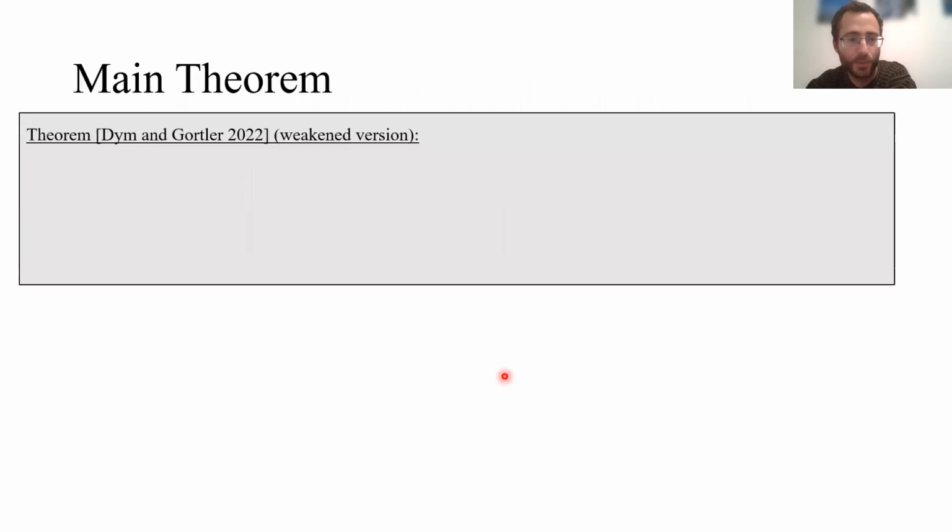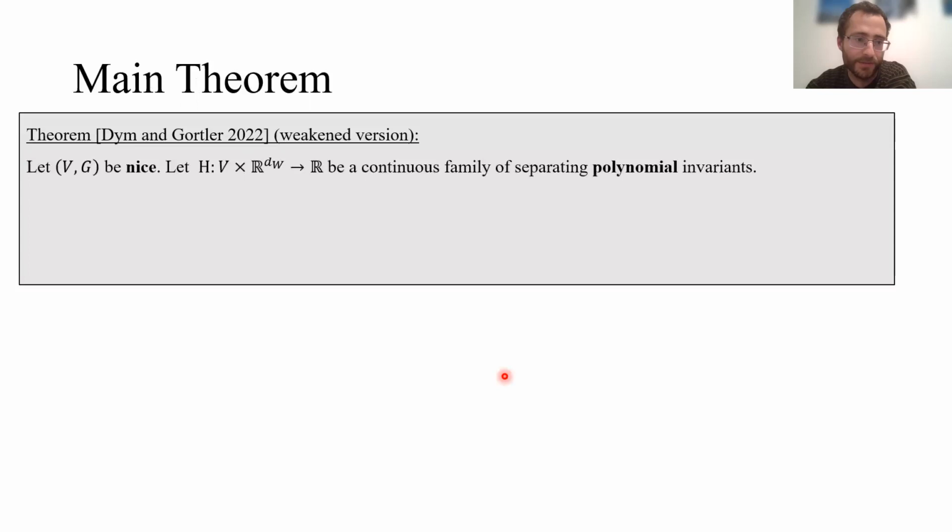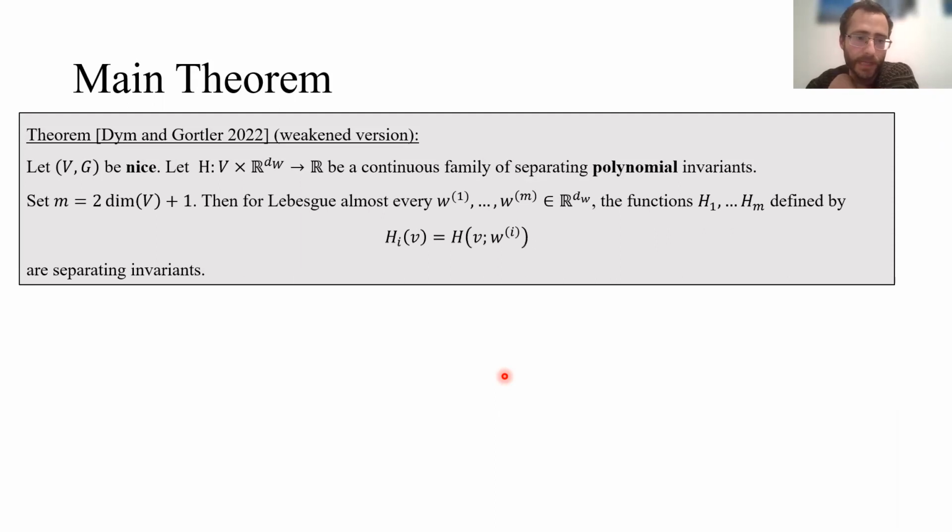And then what we can prove, again based on this phase retrieval concept, is the following. Let's say we have a nice group. We have a continuous family of separating invariants, which for now we're going to assume are polynomial. Then we can say that if we choose twice the dimension plus one invariants, then this function will be separating. Okay, so that's the theorem, a slightly weakened version. We'll strengthen it a bit in a minute.